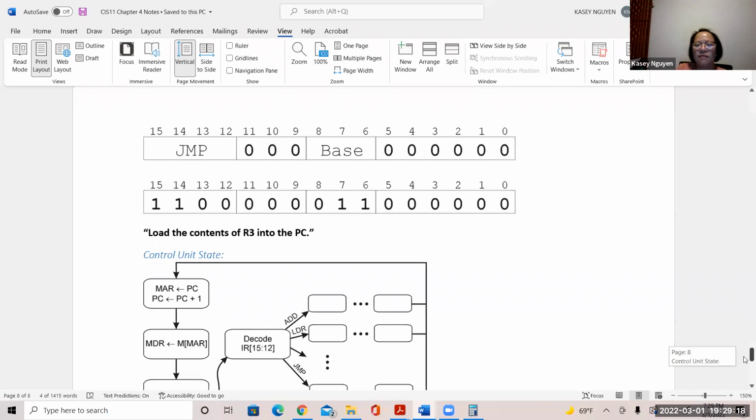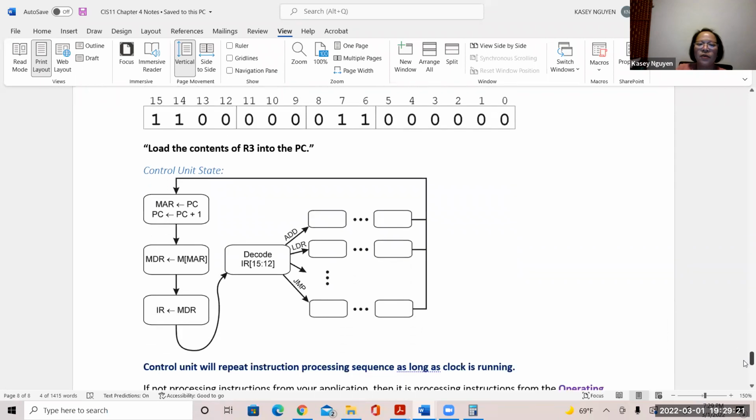So this example shows you how, when you're loading content to register 3, if you're a diagram person, you can use this to visualize how the content of register 3 is loaded to the PC. And this depicts the entire process where it would fetch, decode, and then execute.